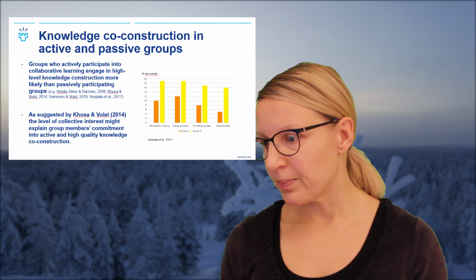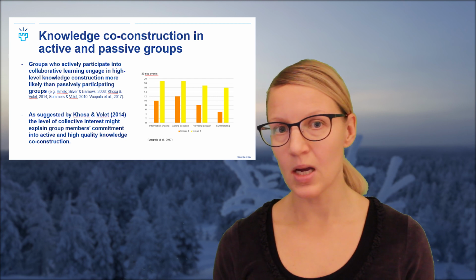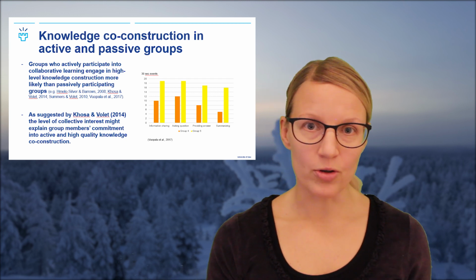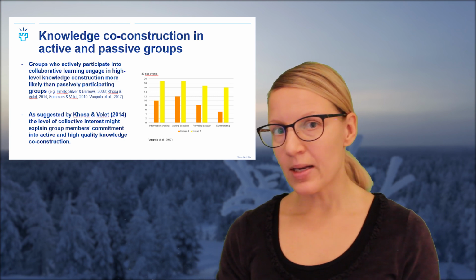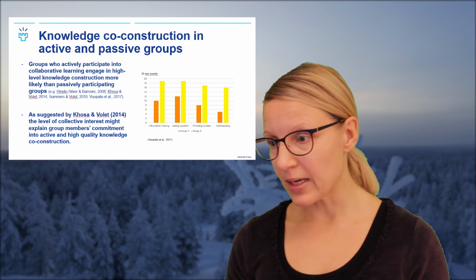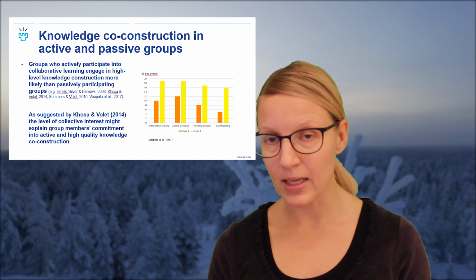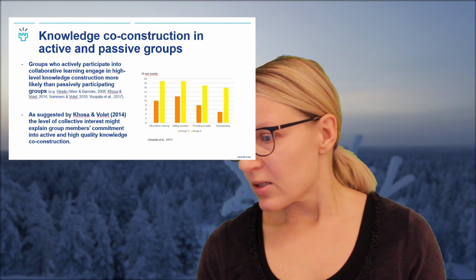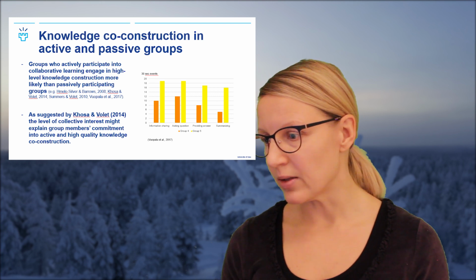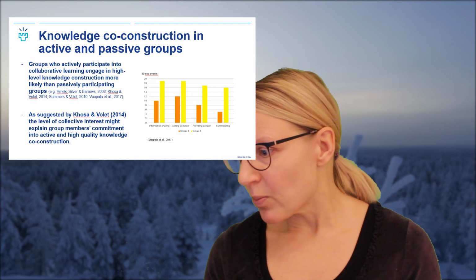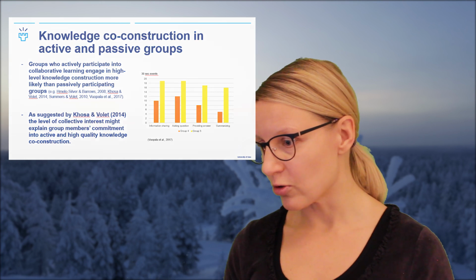And of course it's interesting to think what this tells us, why some groups are really actively co-constructing knowledge and having more of these high-quality interaction forms. One explanation which occurred from Kirschner and Wallet's study was that the level of collective interest might explain group members' commitment to active and high-quality knowledge co-construction. So if the group has a desire to deeply understand, they are really interested and they want to understand the phenomena and the learning material, they more probably engage in high-level collaborative knowledge construction.